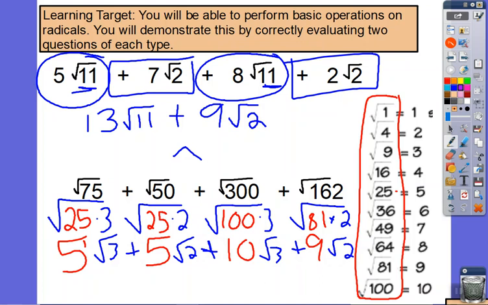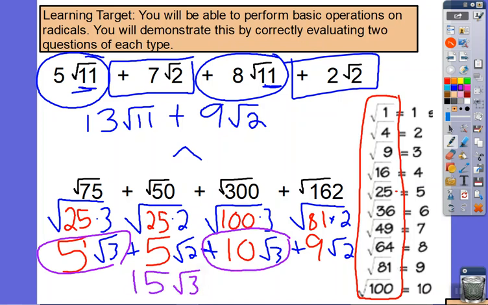Okay, now I can pair them up because now I do have ones that match. I have this 5 square root of 3, and this 10 square root of 3 is going to make 15 square roots of 3. And then I've got this 5 square root of 2, and I've got this 9 square root of 2. Those are going to make 14 square roots of 2. And please stop there. It looks like you should be able to do more. That looks kind of like a complicated answer, but that 3 and that 2 are not the same, so we cannot combine those together.